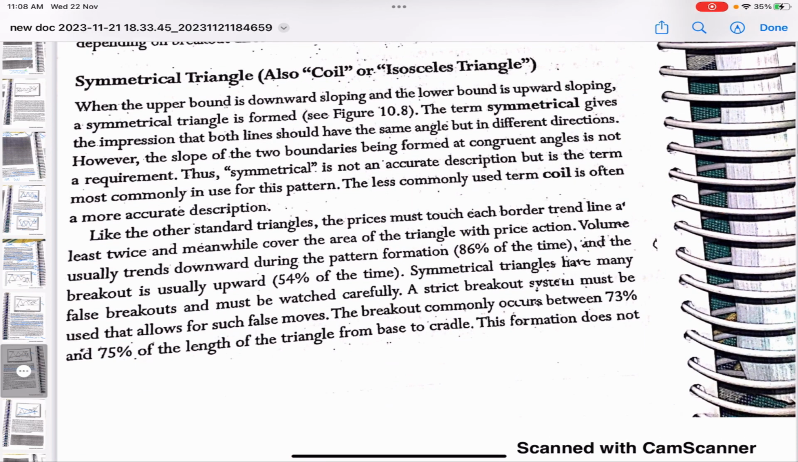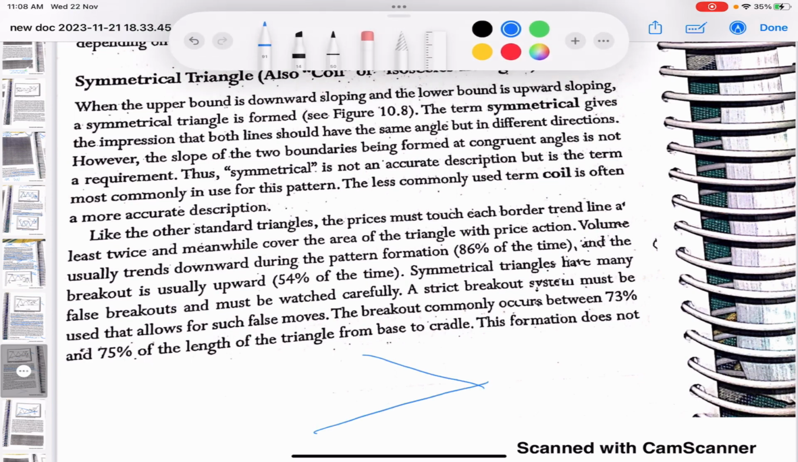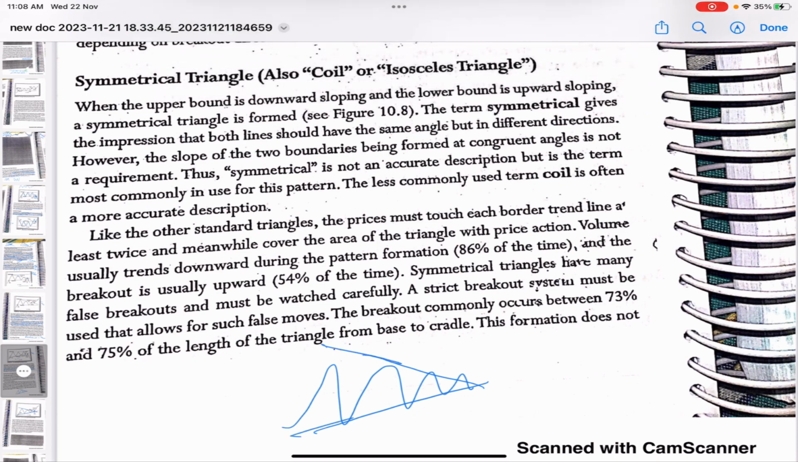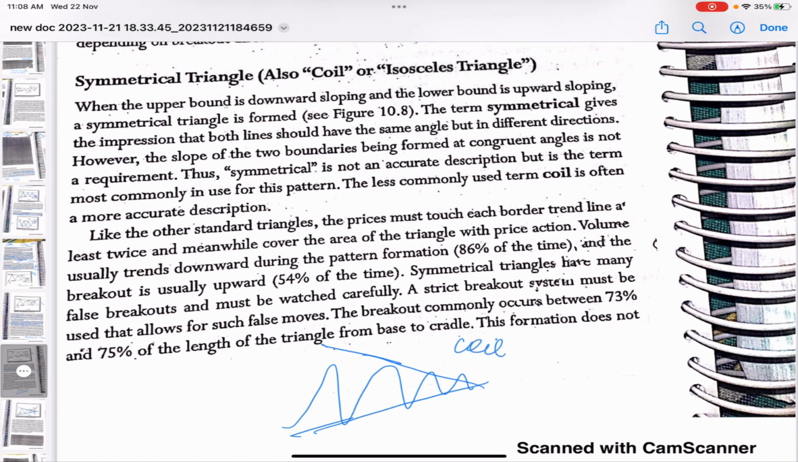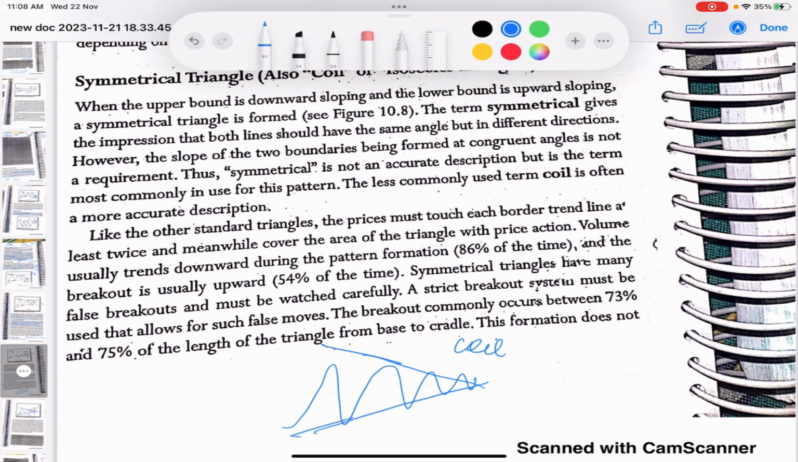Okay. Next, we come to the symmetrical triangle, which is also known as an isosceles triangle or a coil. So, an isosceles triangle or a coil is when the price is basically like this, both of the trend lines are coming towards each other. This is also known as a symmetrical triangle, or it is also known as a coil, so keep that in mind. So in this situation, the price can either break out towards the upside and go up, or it can break out towards the downside and go down.